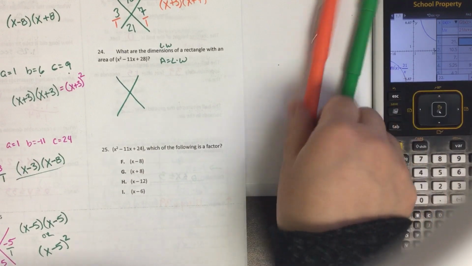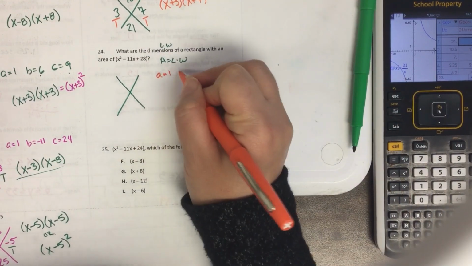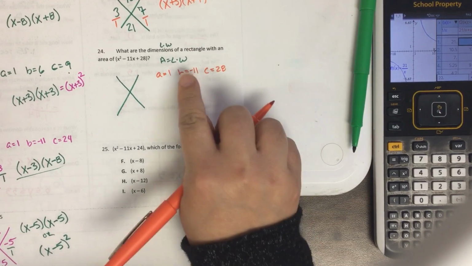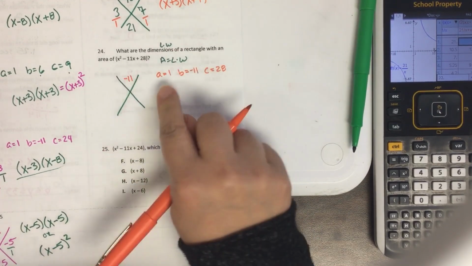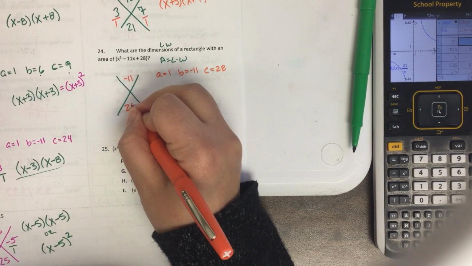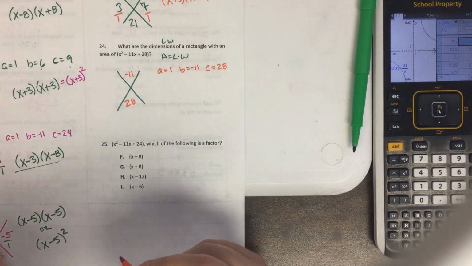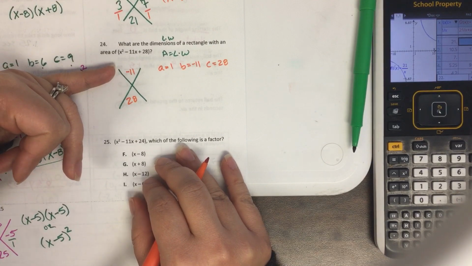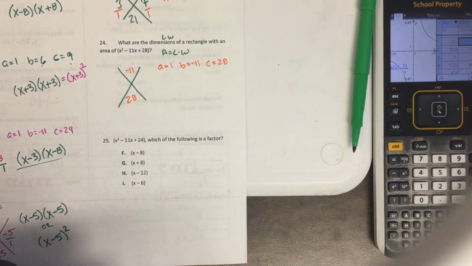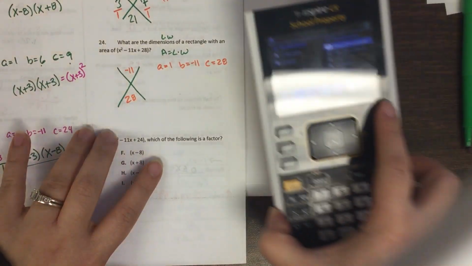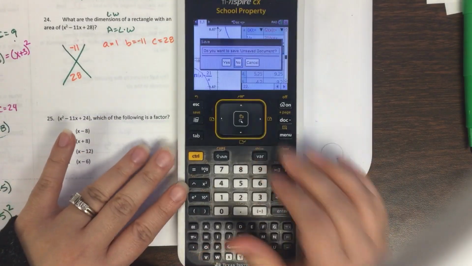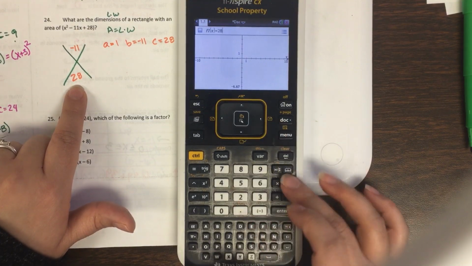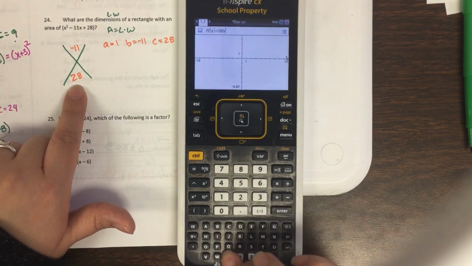Okay, if it's helpful, your a value is 1, b is negative 11, c is 28. B value goes at the top, a times c goes at the bottom. Okay, I'm looking for my factors of 28 that add to a negative 11. Okay, one more time, in the calculator, if you need assistance finding your factors, it is always that bottom number divided by x.